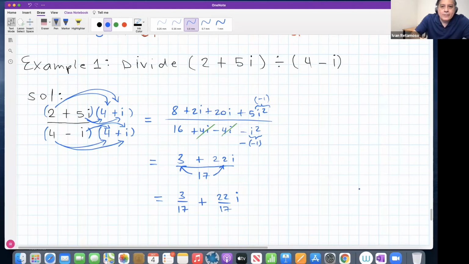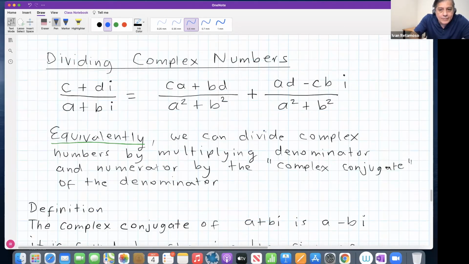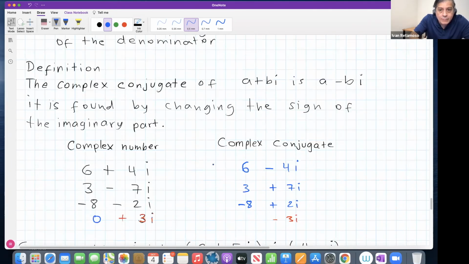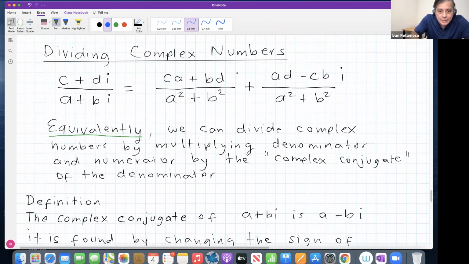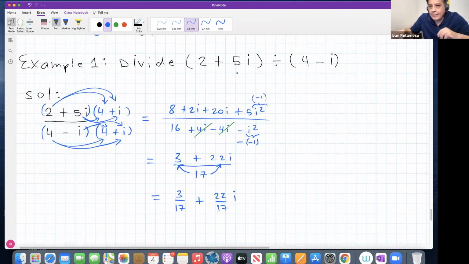Good. So as you can see, I didn't use the formulas, right? I just multiplied by the conjugate. However, if you use the formulas, you can still get the same answer, right? It's equivalent. You choose what you do, right? All right, great.